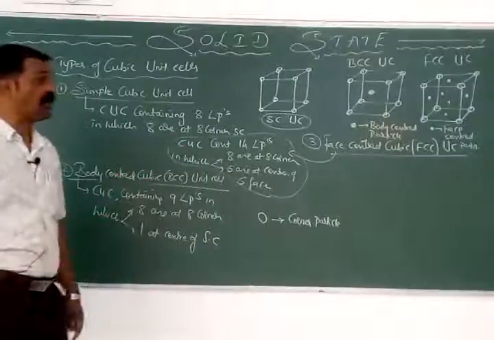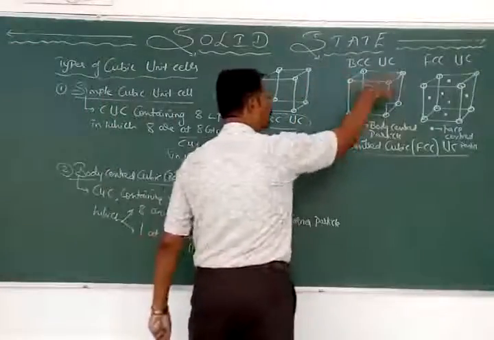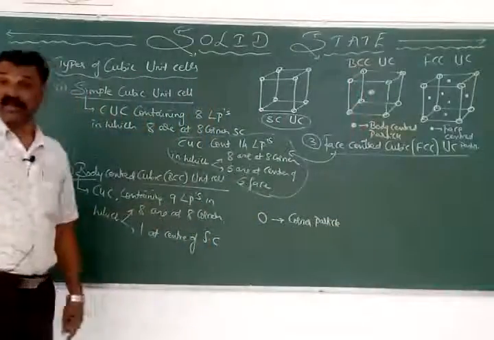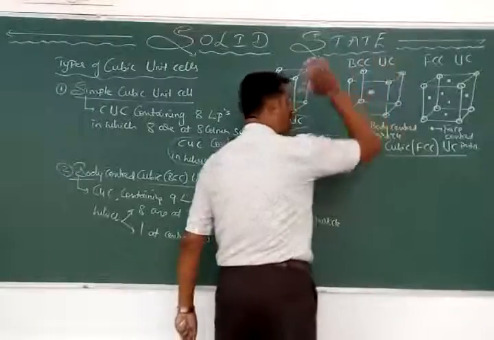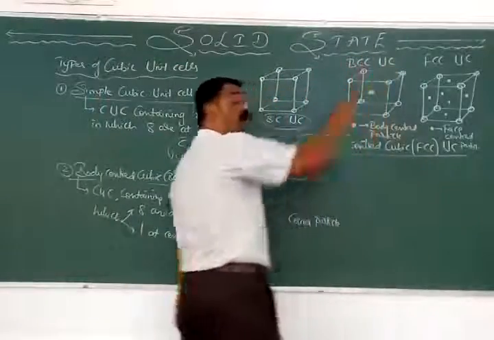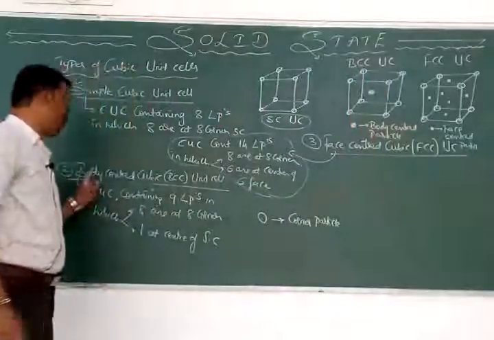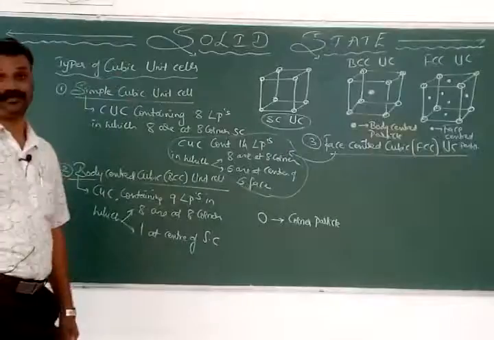Similarly, what is the body centered cubic unit cell? It is also a cubic unit cell consisting of how many lattice points? 9 lattice points. Among the 9 lattice points, 8 are situated at the corners and 1 exactly at the center of this particular simple cube, that refers to the BCC, called the body centered cubic lattice or unit cell.